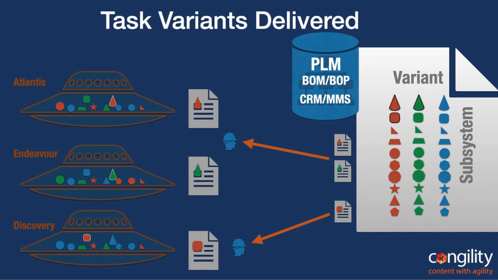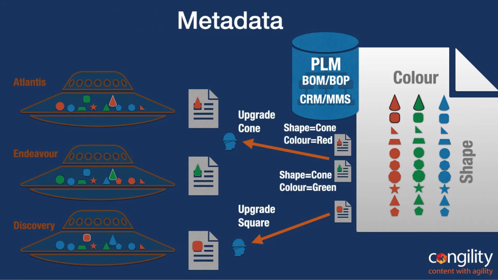The CRM system knows what products the customer has, and the PLM system knows about the configuration of that product. The key to getting the correct content automatically is ensuring a consistent use of metadata across these systems. The metadata provides the join between the systems. So in this example, product equals a spaceship, the task equals upgrade, shape equals cone, and color equals red.